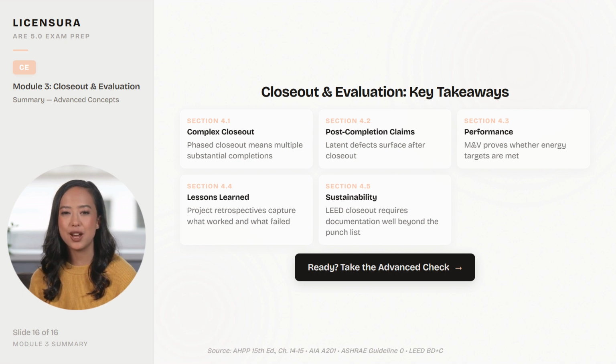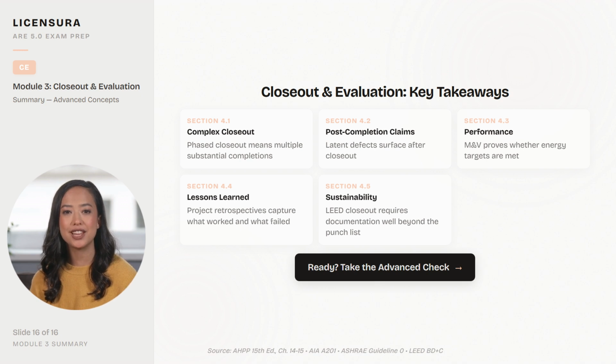The thread connecting all of these sections is this. Construction and evaluation isn't about designing. It's about executing, administering, and closing out the project to make sure the owner gets what was promised. Get this right, and every phase from bidding through closeout runs smoother.